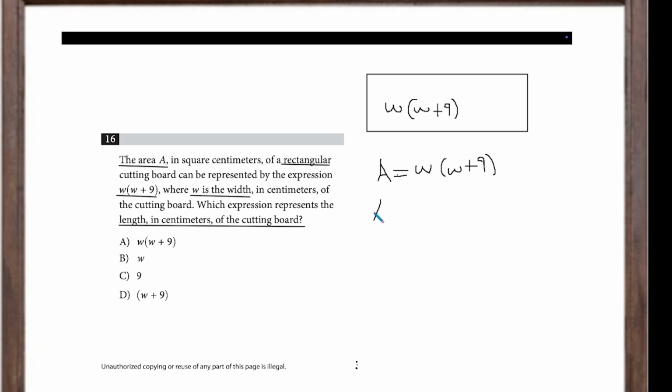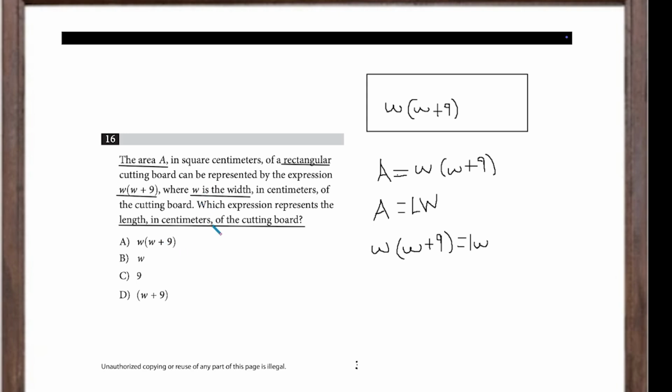We know the formula for the area of a rectangle is area is equal to length times width. So we can write that down. So area is equal to length times width. Based on the question, we know that W is the width, as shown in the question right over here. So we can say that W times W plus 9 is equal to our area, as that represents our length times width.